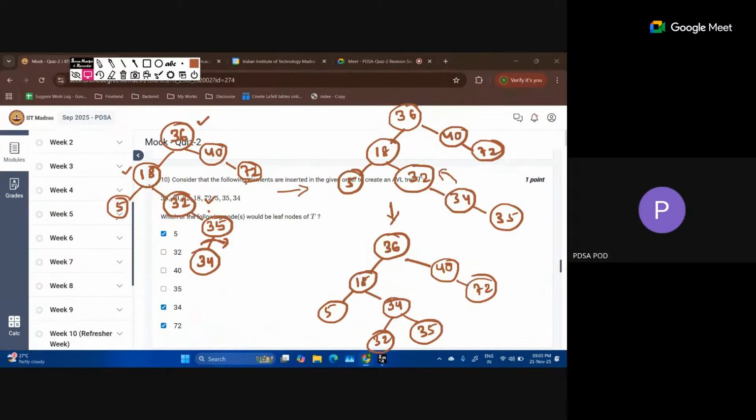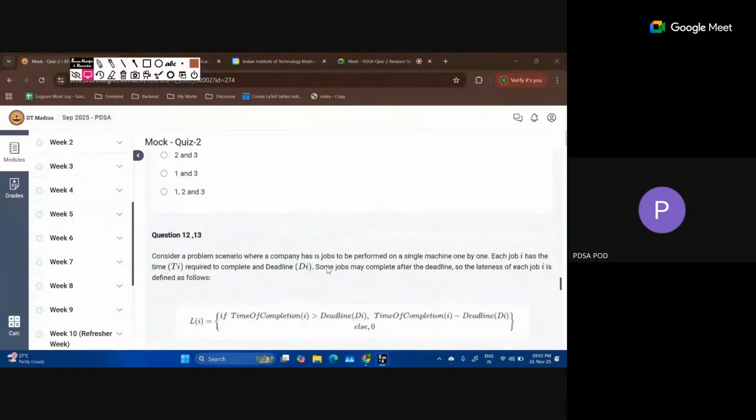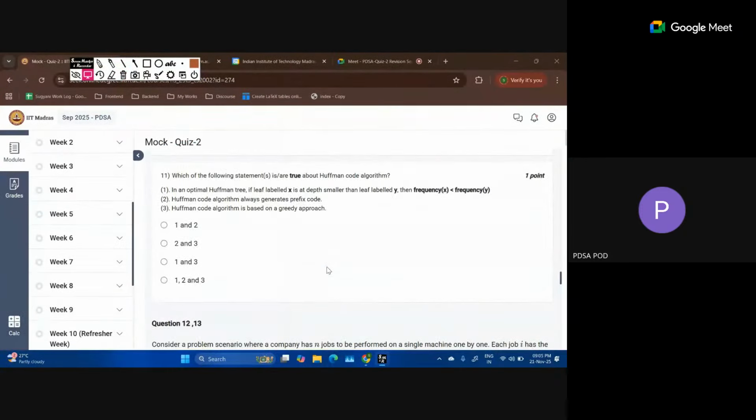Okay, let's go to the next problem. So let's check the answers. 5, 32, 35 and 72. These are the 4 leaves, okay? Okay, let's go to the next problem. 11th one solved. Huffman code algorithm.